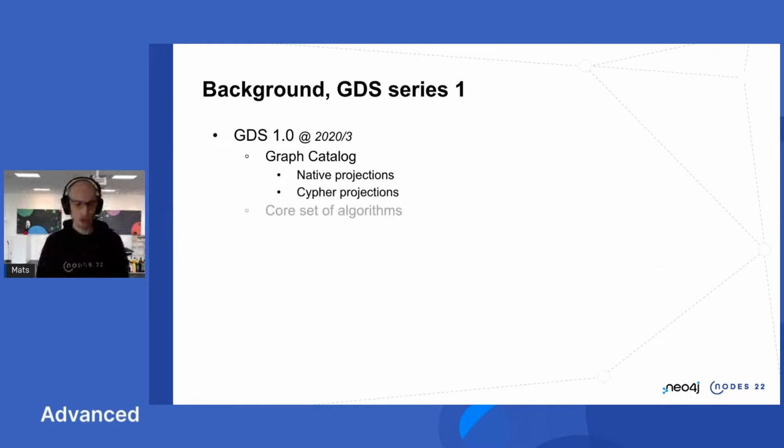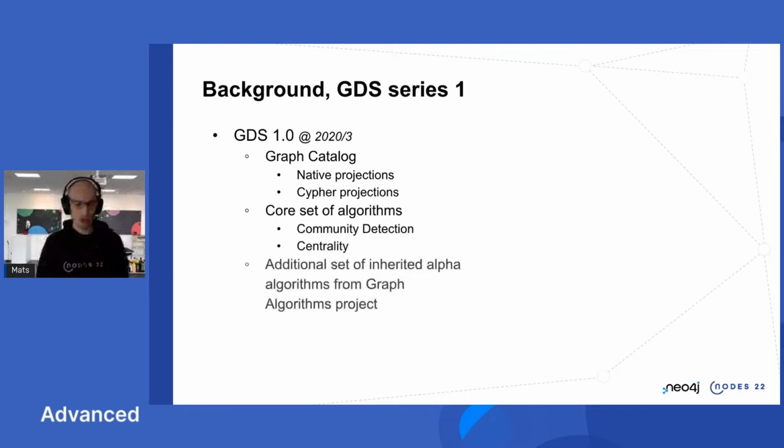It also came with a core set of algorithms focused in the community detection and the centrality categories. And there was an additional large set of inherited alpha algorithms from the predecessor project called Graph Algorithms, produced by Neo4j Labs. The difference between the two might be not so clear, but essentially those algorithms have been community implemented or not by us in core engineering.